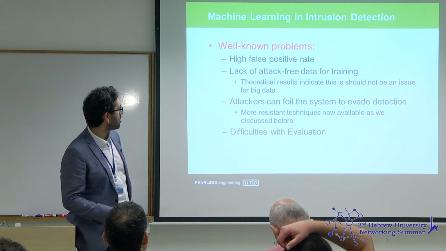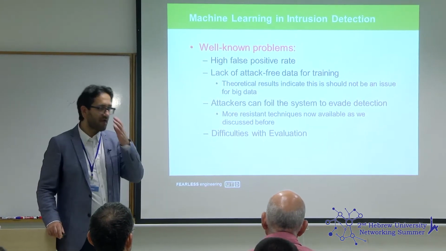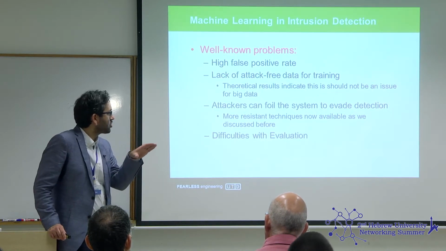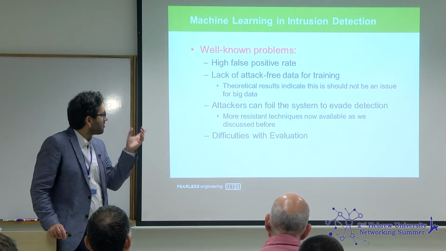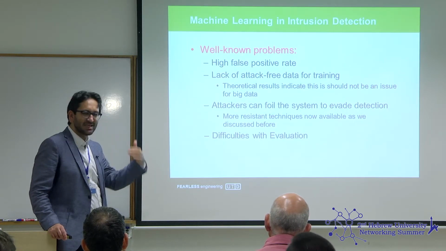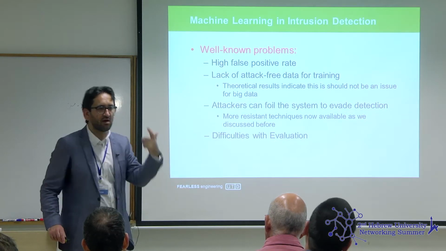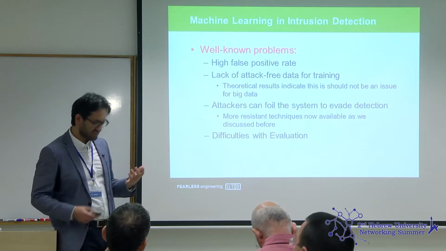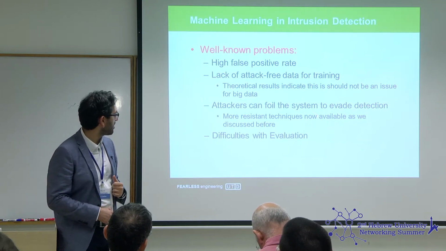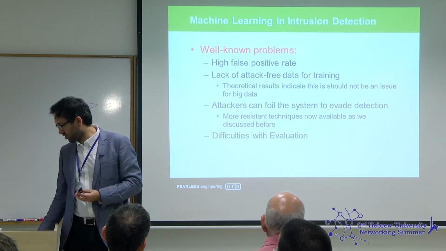And also, attackers can foil the system to evade detection in the network setting. I'm not aware of too much work done to look at machine learning there. There is some work done on that framework to show that the same things we have just discussed for, let's say, PDF malware or crowdsourcing or turfing scenarios apply. And also, the difficulty with evaluation is a problem for the network world.